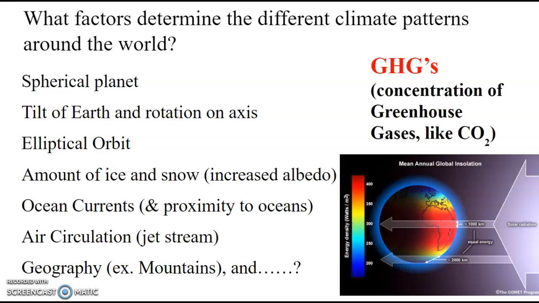Another factor that plays a role in determining climate on the planet is the concentration of greenhouse gases like carbon dioxide. Water vapor is also a greenhouse gas. Methane gas is a greenhouse gas. There's nitric oxides, sulfur oxides, all in small concentrations, can have a large impact on the warmth in our atmosphere and warming of Earth.